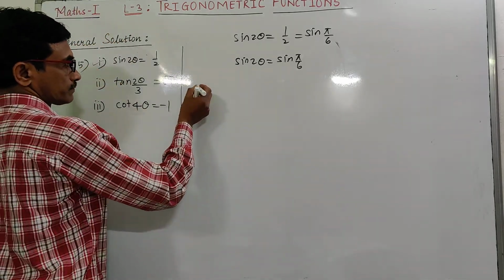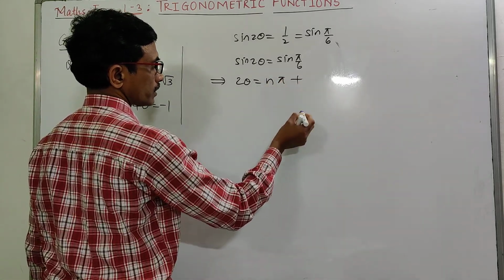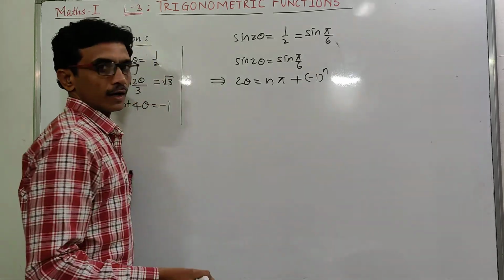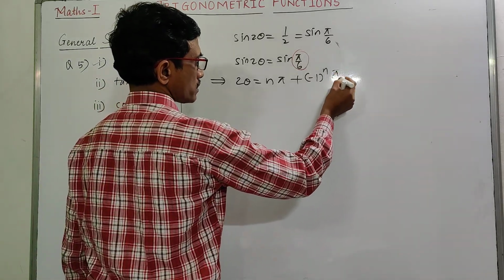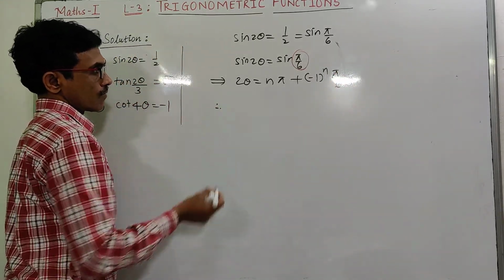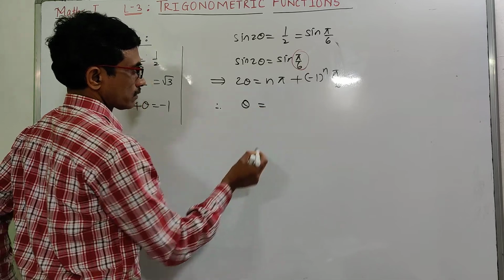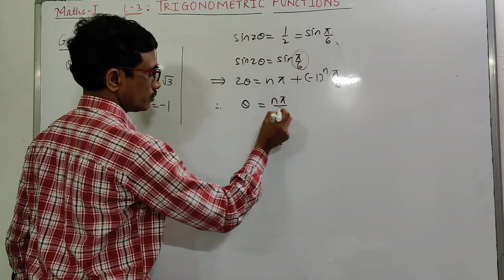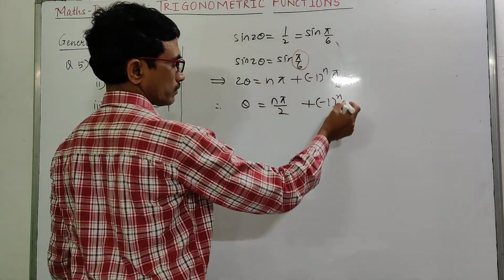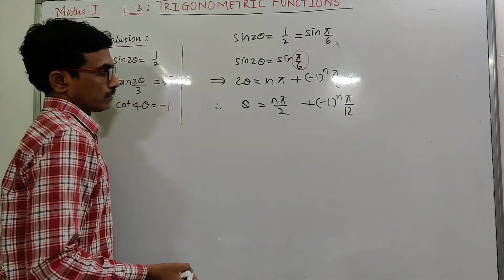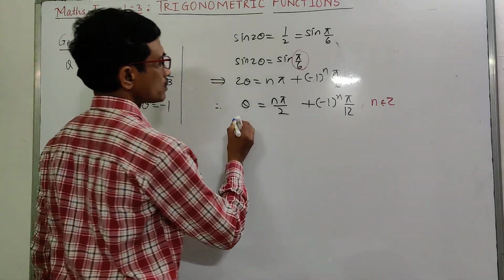Therefore this implies 2 theta is equal to n pi plus minus 1 raised to power n alpha. Alpha is here pi by 6. Therefore the required theta is equal to n pi upon 2 plus minus 1 raised to power n divided by 2 times pi by 6, that is pi by 12, where n belongs to Z. So this will be the general solution.